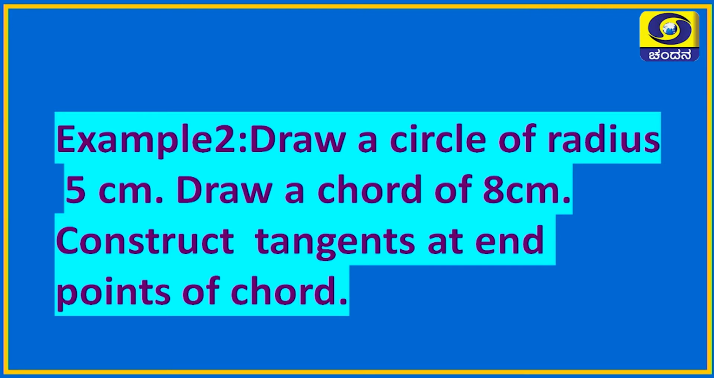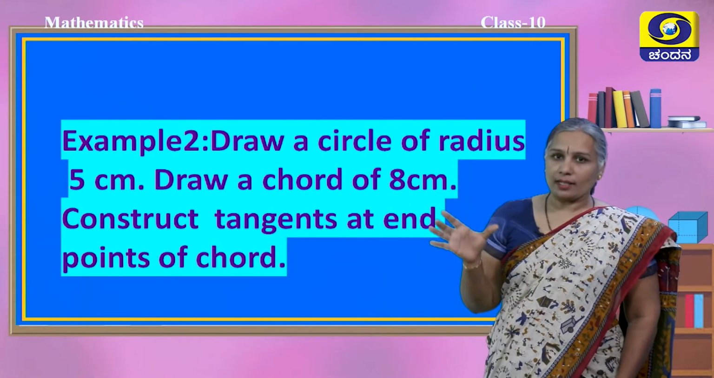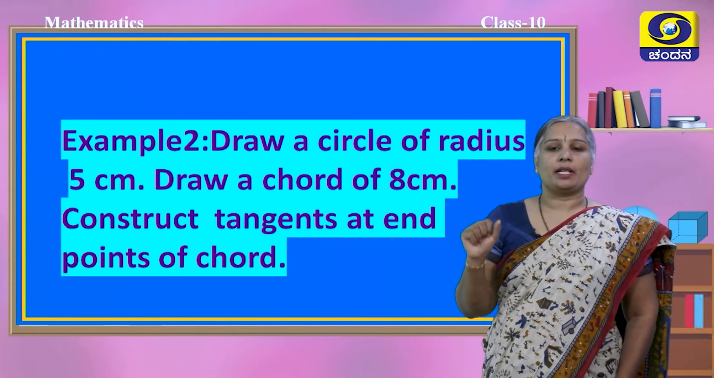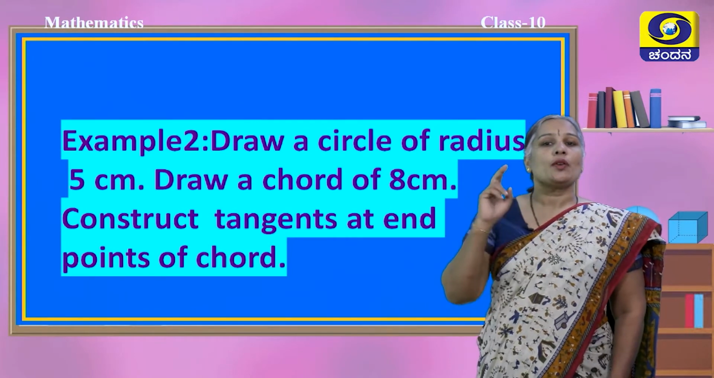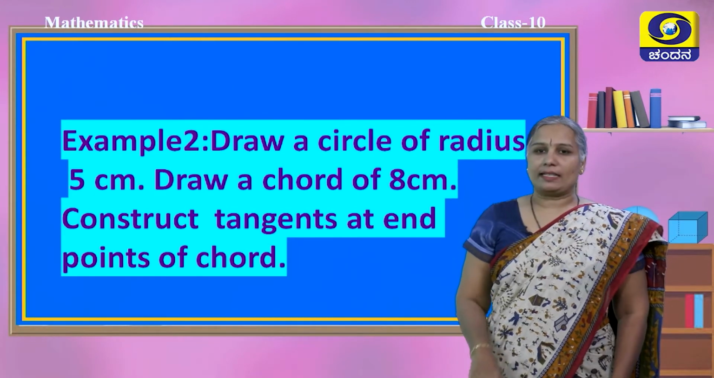You know what is the chord. Chord is a line segment joining any 2 points on the circle. You might also be knowing that the largest chord is our diameter. Okay. Now we will create a chord of 8 cm. Then we have to draw two tangents at end points of the chord. Let us see how to do this.